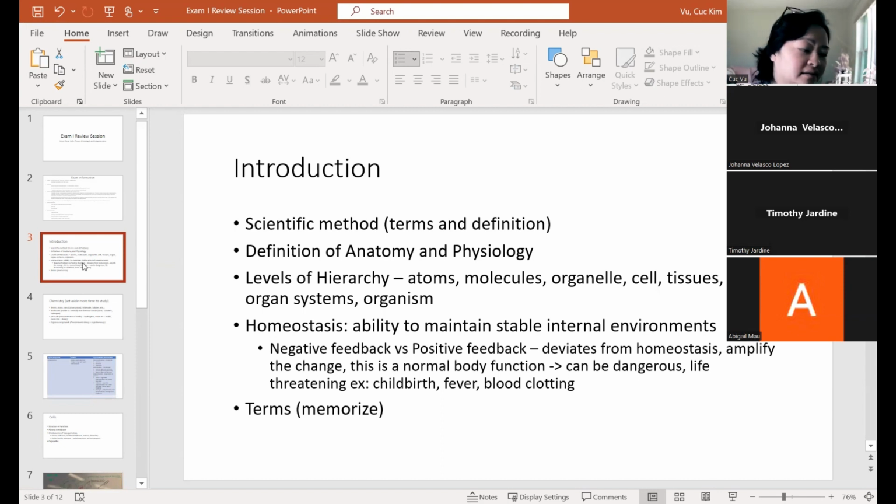You will find a lot on homeostasis because homeostasis is something we touch on in every single chapter. Homeostasis is the ability to maintain stable internal environments. That's the pure definition. I could ask, which of the following is an example of your ability to maintain stable environments? Body temperature, childbirth, fever, clotting. Which one of those would be an example of homeostasis?